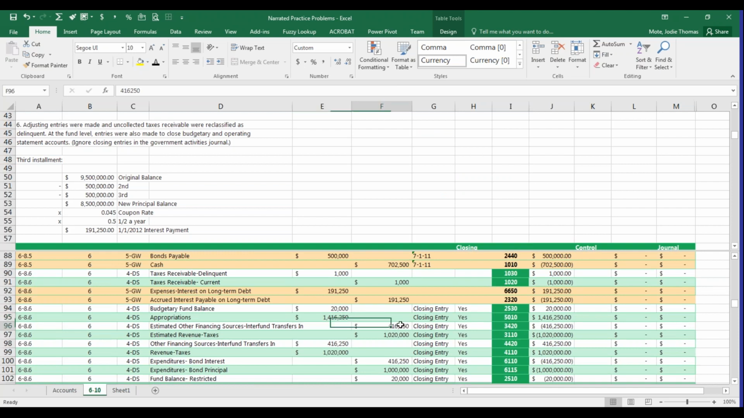You're closing your interfund or estimated other financing sources, your estimated revenue, estimated tax revenue, and all that. There was only one entry to that, which was recording the original budget. This wasn't one of those problems like you've seen in other places where the budget was amended mid-year. So this is basically just a reverse of the original budget entry up in number 1.